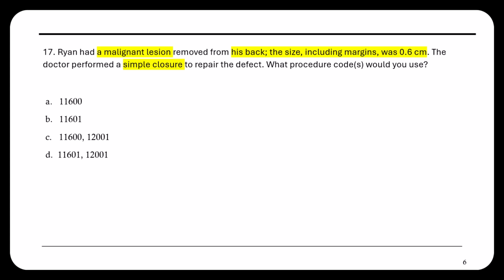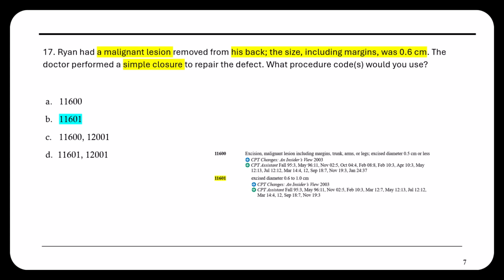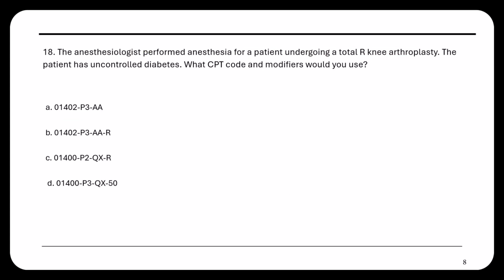So we have a malignant lesion on his back. It shows the size to be 0.6 centimeters, including the margins. Remember, whenever they have a malignant lesion, they always go a little bit around it. They create a margin around it. And it's a simple closure. So we need 11601, showing a 0.6 to 1 centimeter excised malignant lesion coming off this individual's back. So let's look at the next one.